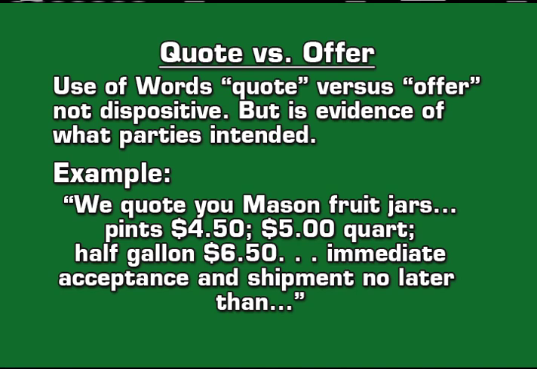The name of this case, let me get it for you. The name of the case is Fairmont Glass Works versus Cruden Martin Woodenware Company. We're talking about the Fairmont Glass case. And once again, it says, we quote you Mason fruit jars for $4.50. Is that a quote? Court said, no, it's not a quote. And the reason is because the offer was with considerable detail. And take a look at the language. For immediate acceptance, shipment no later than a certain date. It was very promissory in nature.